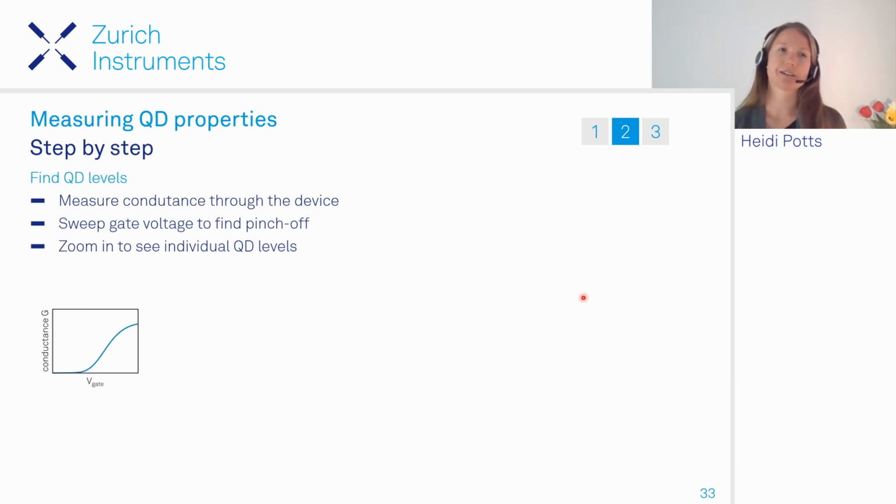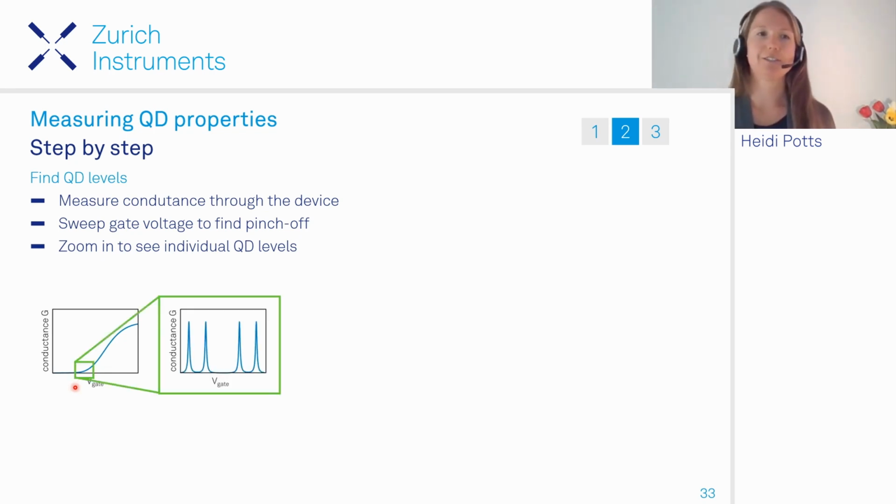What you typically start with is to apply a small source drain bias voltage and then record the conductance as a function of gate voltage. You're expecting to see this kind of transistor-like behavior, where in this case, the conductance increases when you increase the gate voltage, so it's an N-type device. Now, the region of interest here is close to pinch off of the device. This is where you will be able to see the individual quantum dot levels.